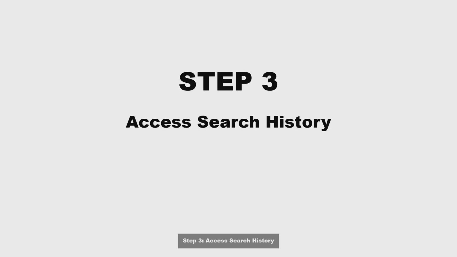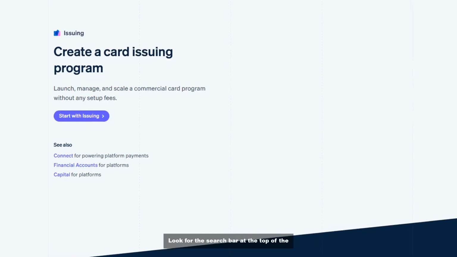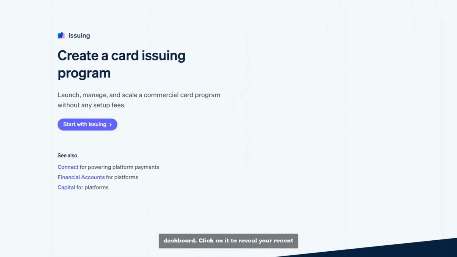Step 3. Access search history. Look for the search bar at the top of the dashboard. Click on it to reveal your recent search history.